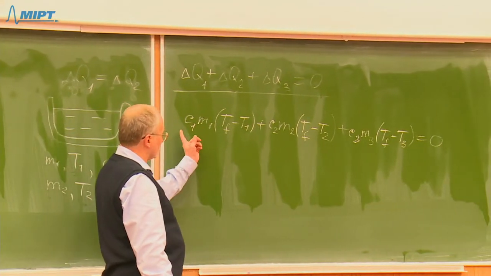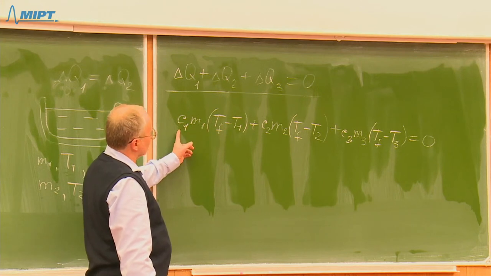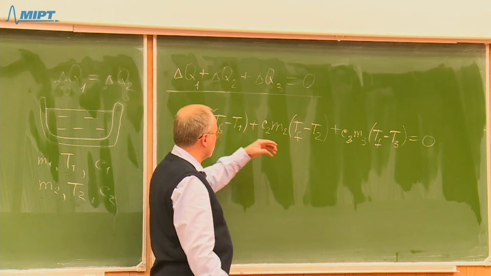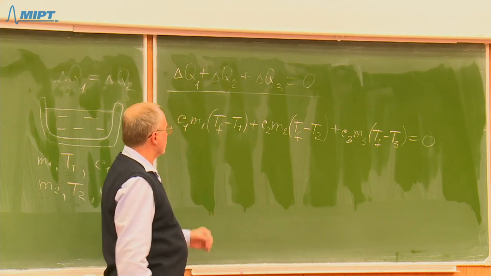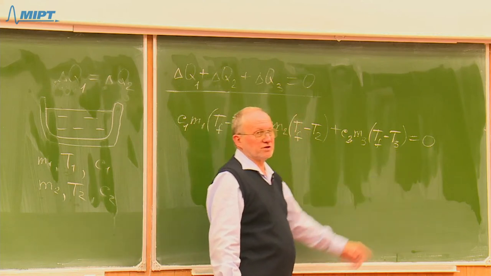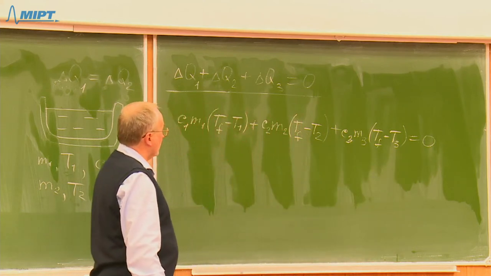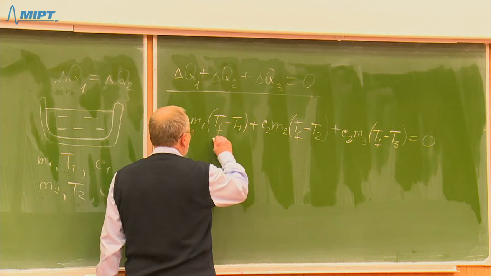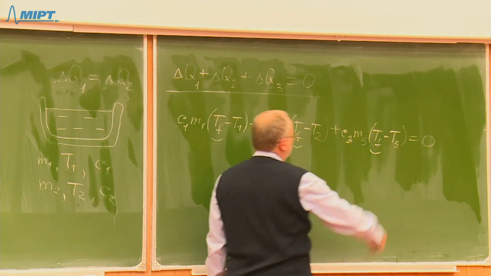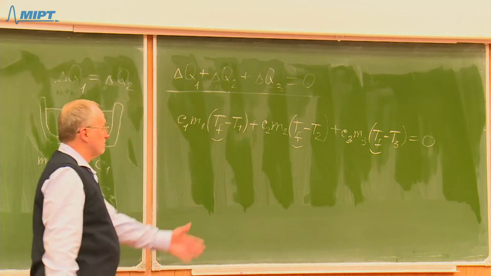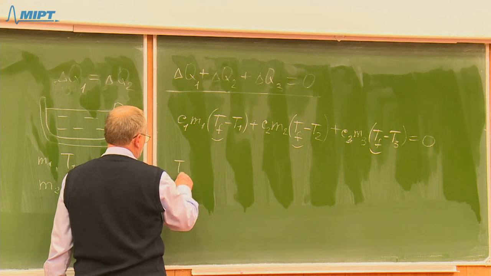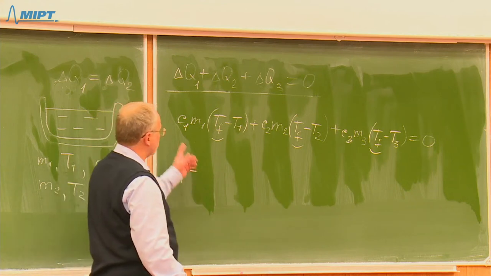Everything is known here, actually. Heat capacity of each liquid and the initial mass of each liquid which we allow to be mixed in the container. And the initial temperature T1 and T2 and T3 of each liquid. Everything is known, but for the unknown final temperature, which we must find from this equation.